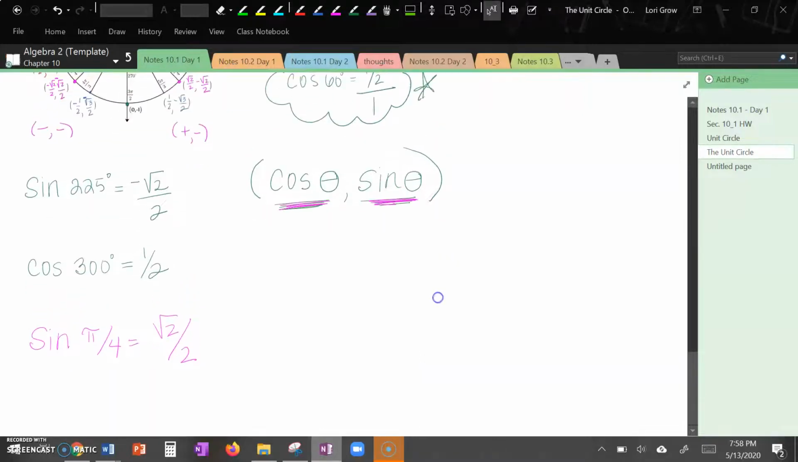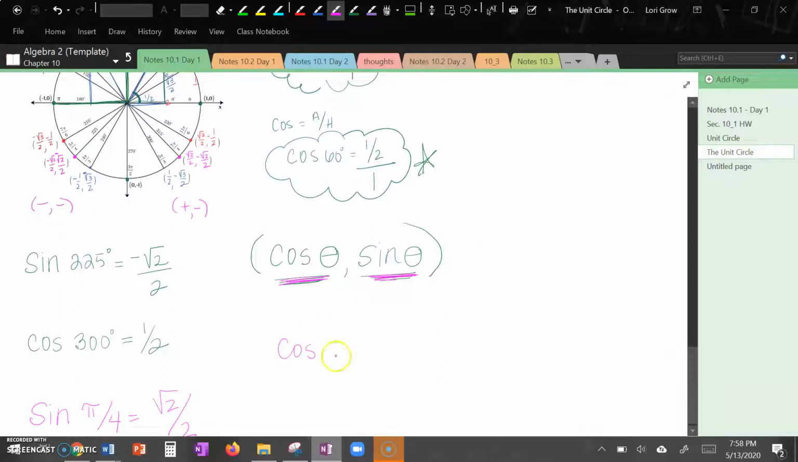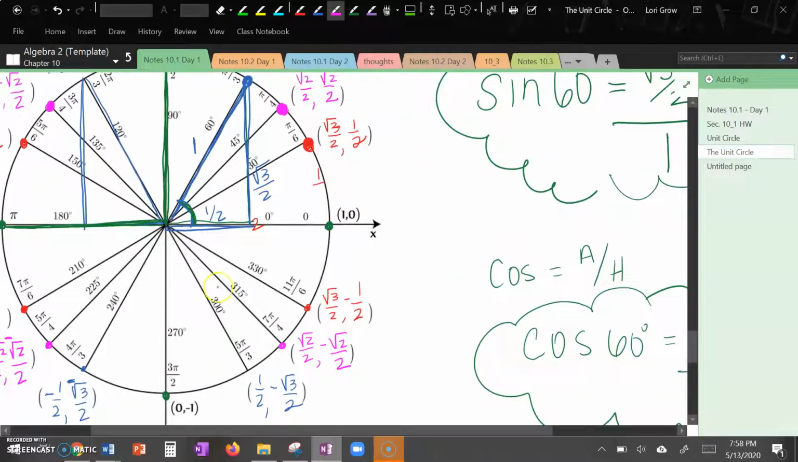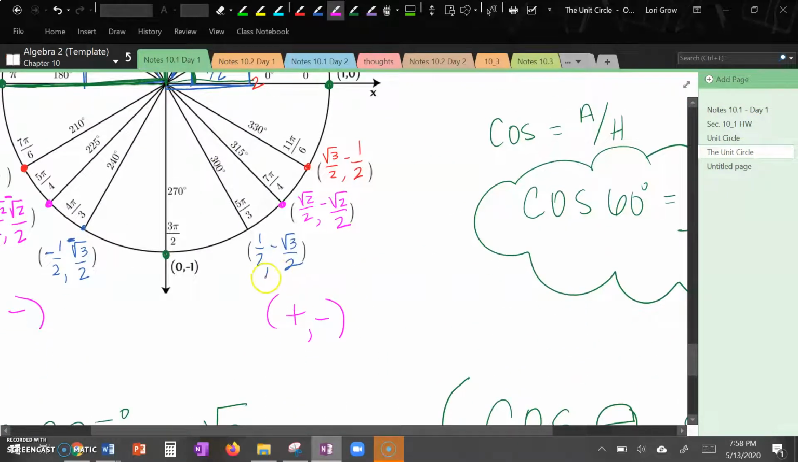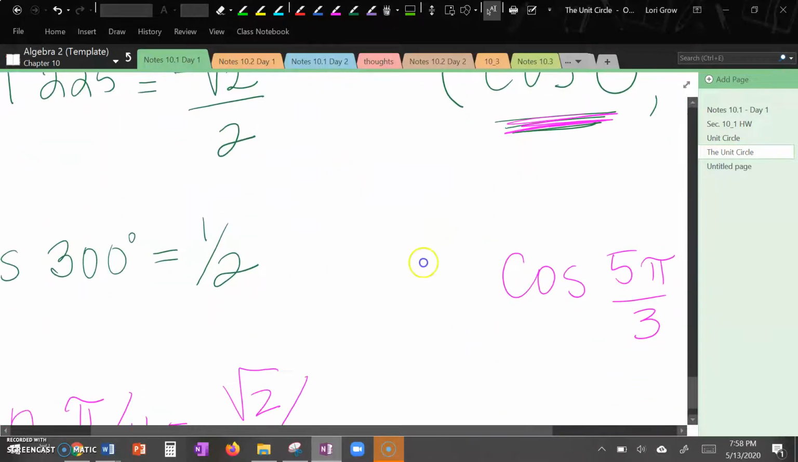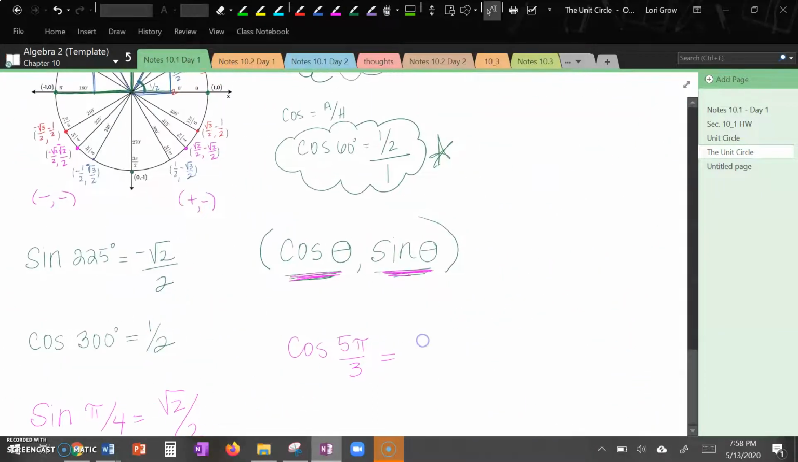Okay. Another one they might ask you for is, what is the cosine of 5 pi over 3? So all we have to do is find 5 pi over 3 on your unit circle. That's down here. That's a reference angle of 60 degrees. But you can just look right here at these values. First, the x-coordinate is the cosine, and the y-coordinate is the sine. And I asked for the cosine. So the cosine of 5 pi over 3 is right here, positive 1/2.